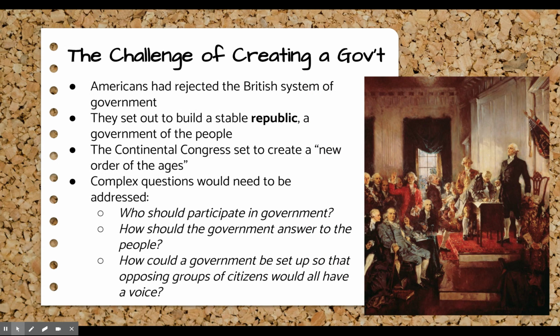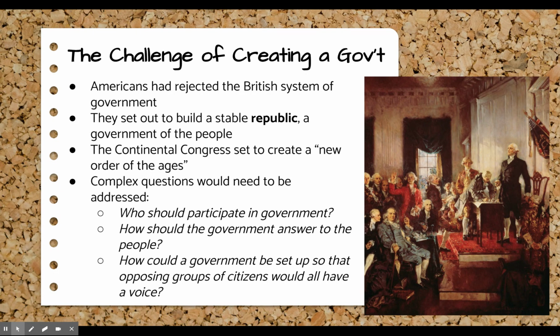So the challenge of creating a government. Now America's independent, we need a government. Americans had rejected the British system of government. We didn't want a king, we didn't want a monarchy, we didn't like the way that system was run. So when we set out to create our new government, we're doing the complete opposite of what they did. Our founders set out to build a stable republic, a government of the people.